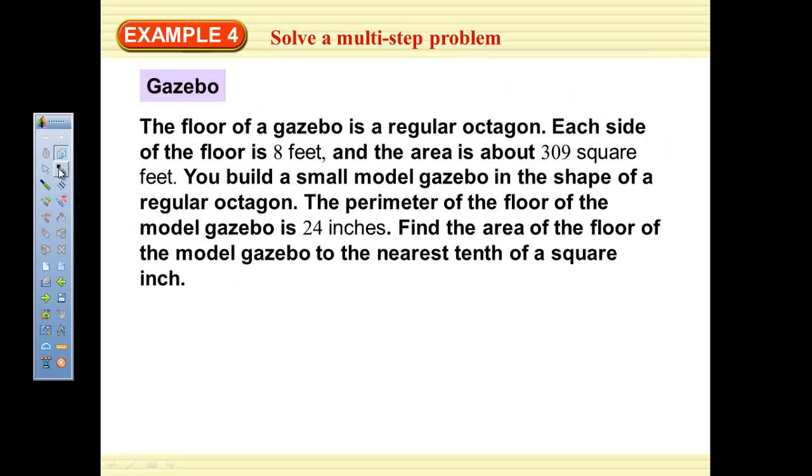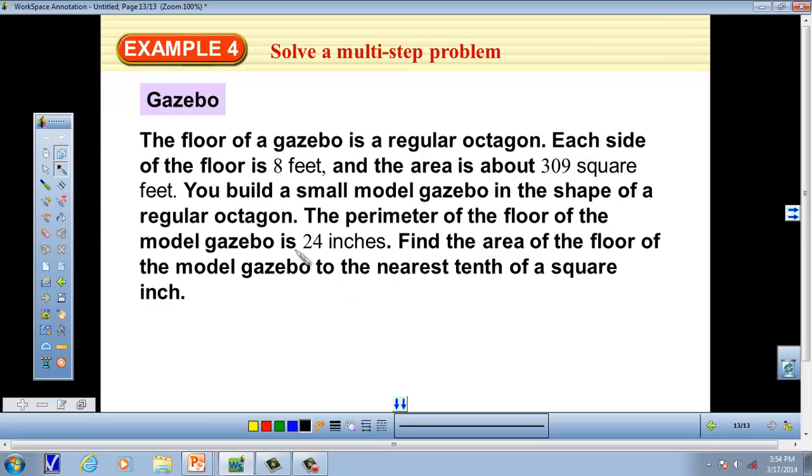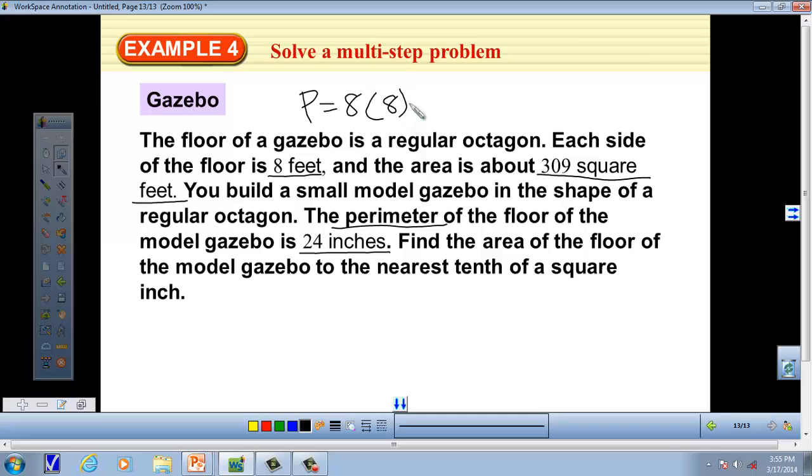Okay, here's another problem. This one's a little bit tricky because if you look, we've got a length here in feet, we've got an area here in square feet, and then we've got another length that's in inches. So what I'm going to do is convert everything to feet first. And also, this is telling us about a perimeter of 24 inches. This is just telling us about one side of the gazebo, and it's an octagon. So to find the full perimeter, we would just have to do 8 times the 8 sides. And that gives us 64 feet.